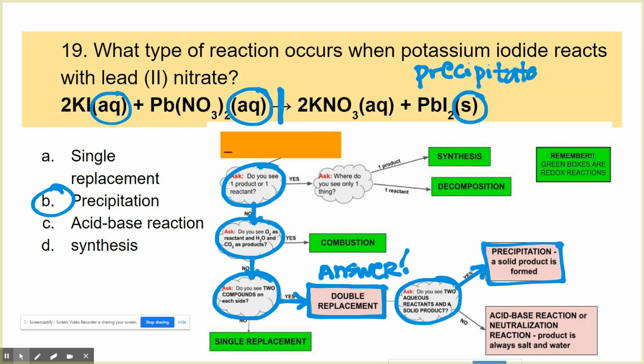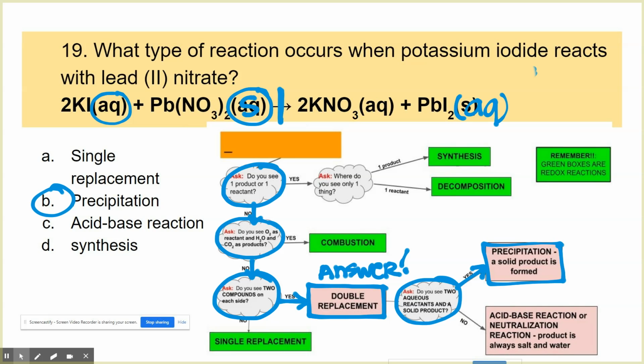Now let's do some scenarios. For example, guys, what if there's no S? What if they're all AQs? Is this a precipitation reaction? No, it's not. Since you don't form the solid, this is not a precipitation reaction. What if the solid was not on the product side, but on the reactant side? Let's say this was the solid. I've got two AQs, but they're on the product side, and I have one solid, but it's on the reactant side.